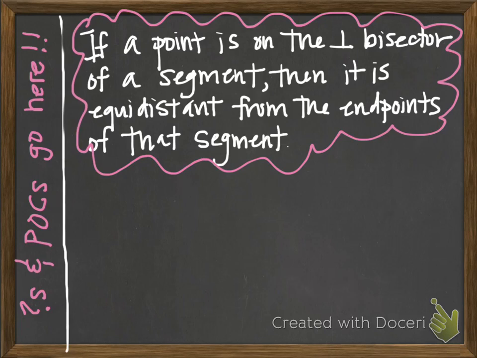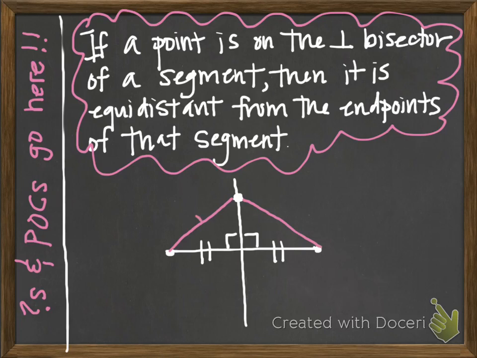So, for example, if I have a point on the perpendicular bisector of a segment, so here's my segment, here's a perpendicular bisector, it cuts this in half, and it makes a right angle with it. If I pick a point on this perpendicular bisector, let's say right here, according to this theorem, that point is equidistant from the endpoints of that segment. So this distance and this distance are congruent.